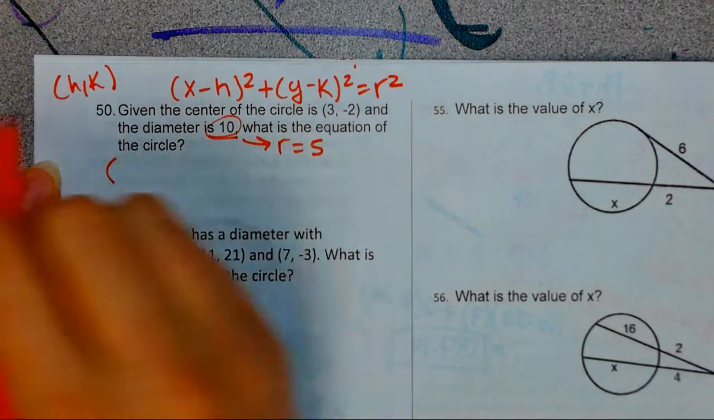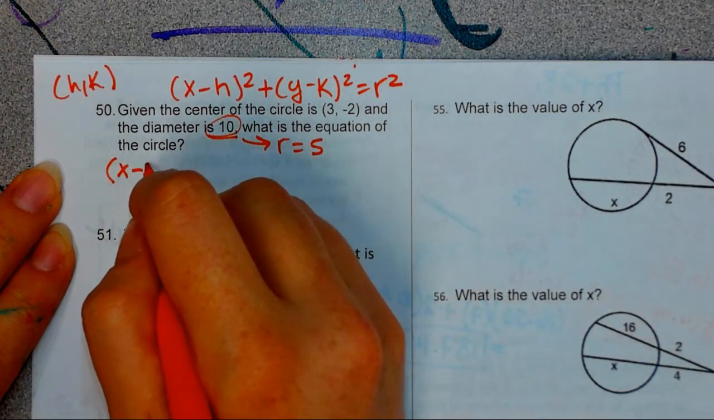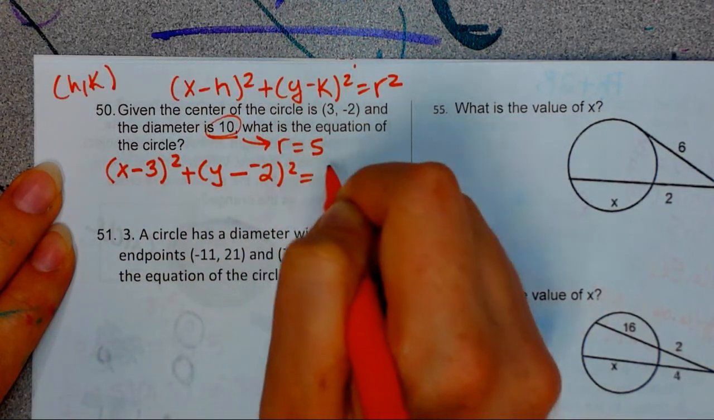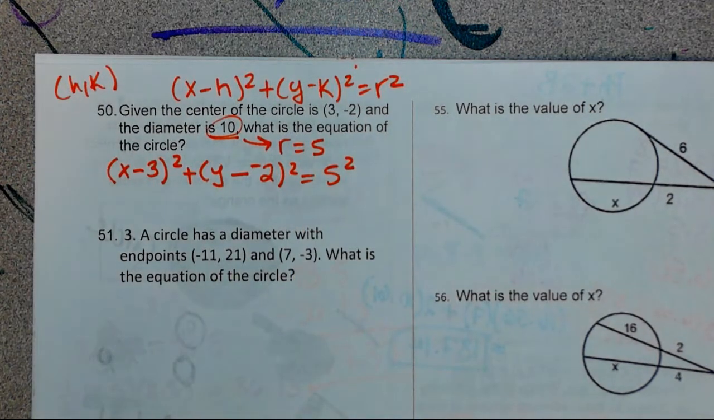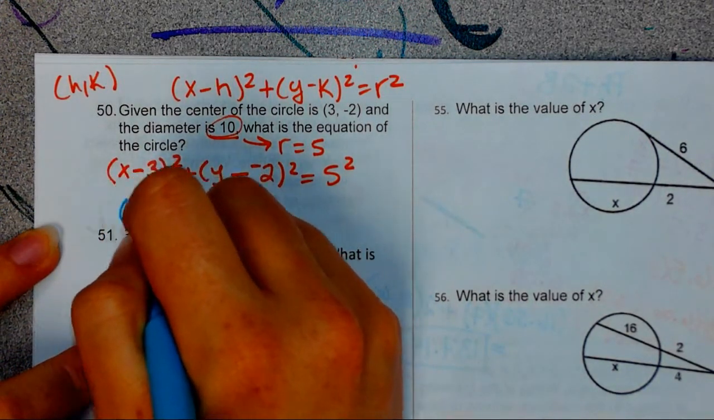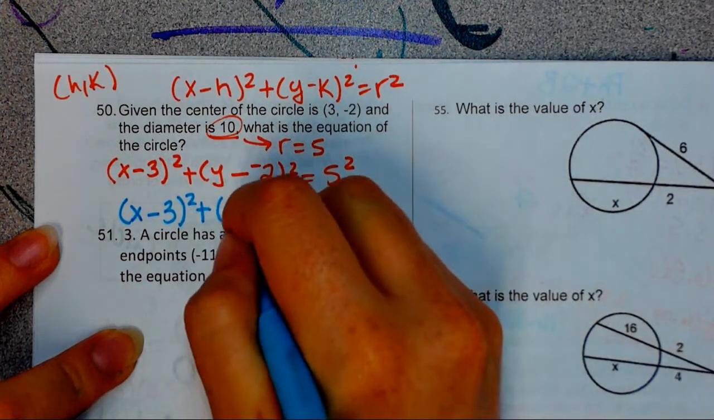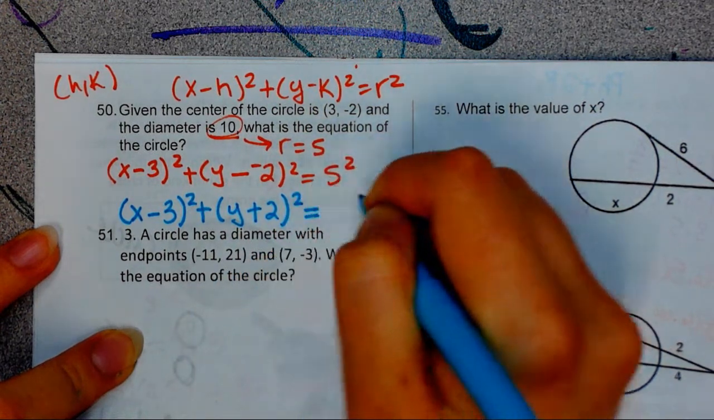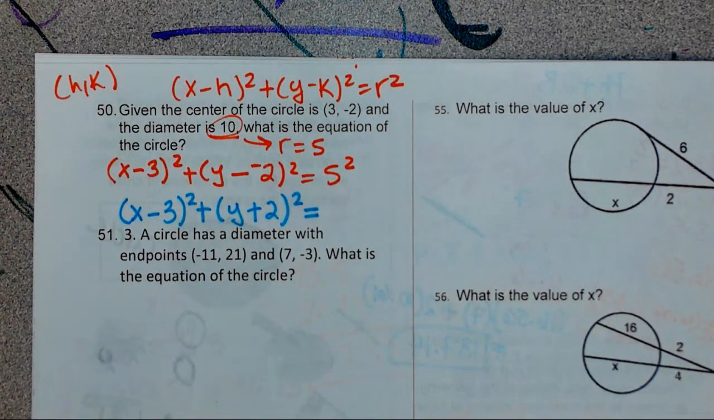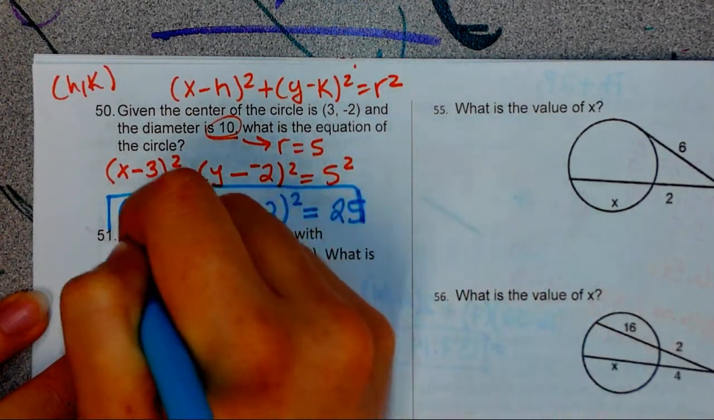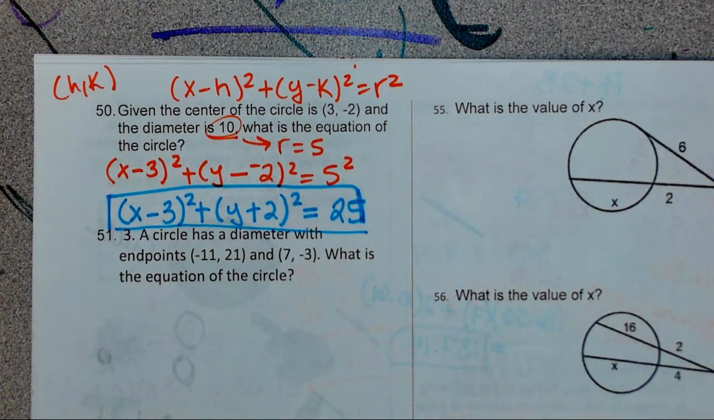Plugging it in just raw, it would be (x - 3)^2 + (y - (-2))^2 = 5^2. Your answer choices are not going to be written like this. They're going to be simplified. So this simplifies down to look like this. (x - 3)^2 + (y - (-2)) becomes (y + 2). And then you want to go ahead and square this. 5 squared is equal to 25. So this is the format that you'll see the equation written in.